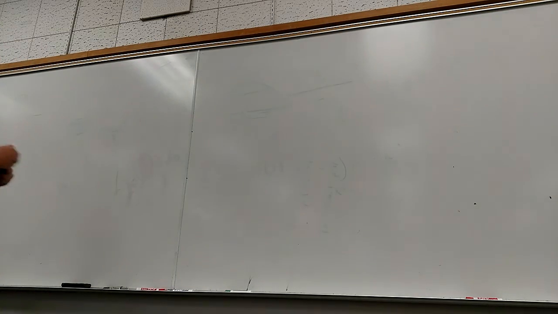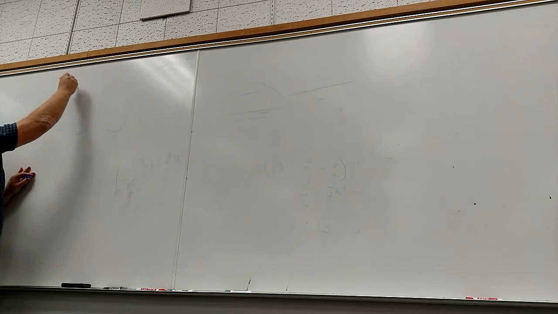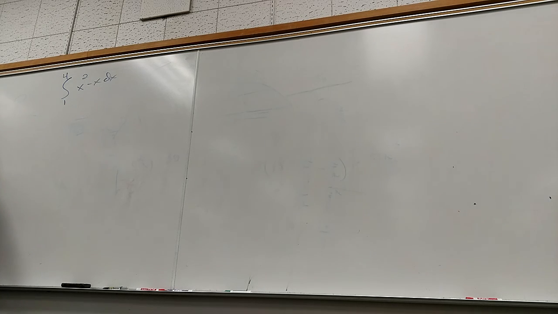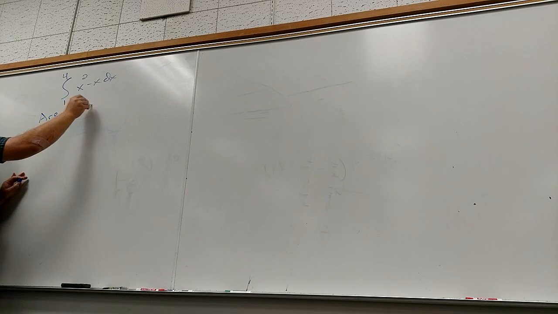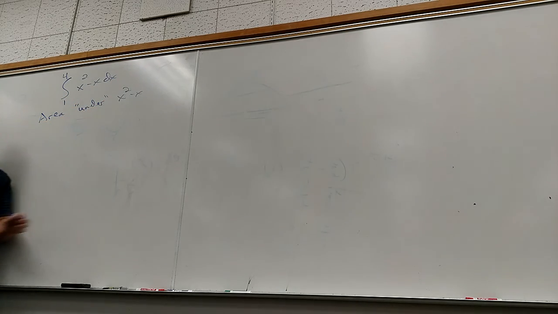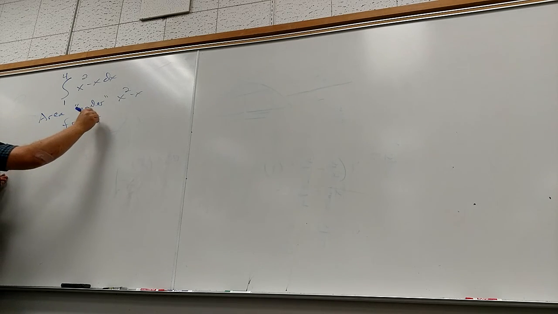So here, what does this represent? Don't work it out. What does it represent? Yeah, it's the area under x squared minus x from x equal 1 to x equal 4.